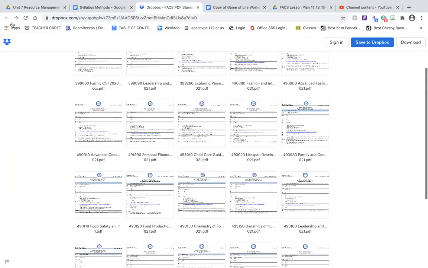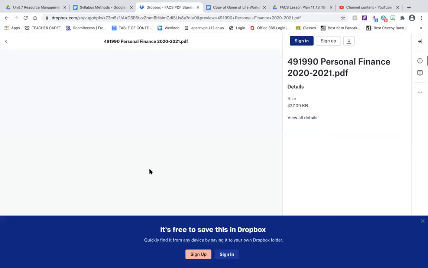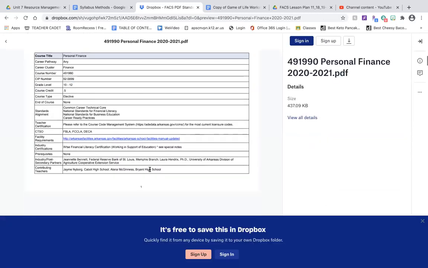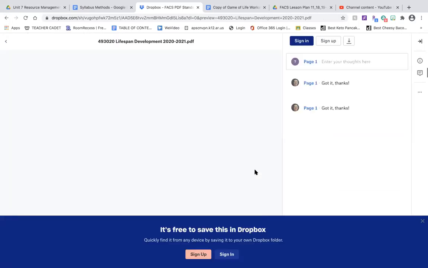And I'm going to go back. There are lots of other ones. I don't teach this one, but I know about it. The certification is WISE, or financial literacy. I know if a student goes to work for a bank or in a bank, having this certification would be very helpful for them. Lifespan development.